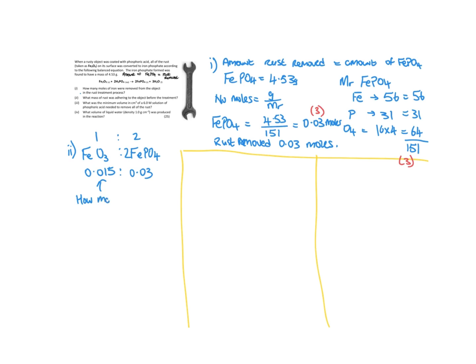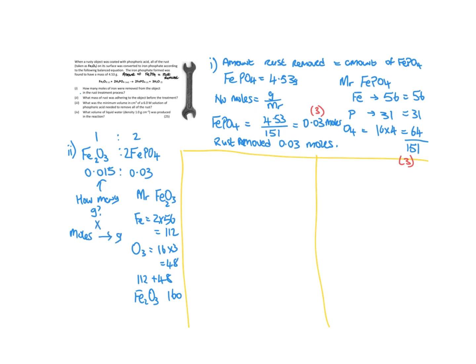The next thing we need to do is find how many grams there are in our 0.015 moles. To do that, I need to get the molecular mass of our Fe2O3, which is our iron oxide. Fe2 is equal to 2 by 56, and that is 112. And O3 is equal to 16 by 3, which is 48. If I do the 112 plus the 48, I get that the molecular mass of the iron oxide is 160.